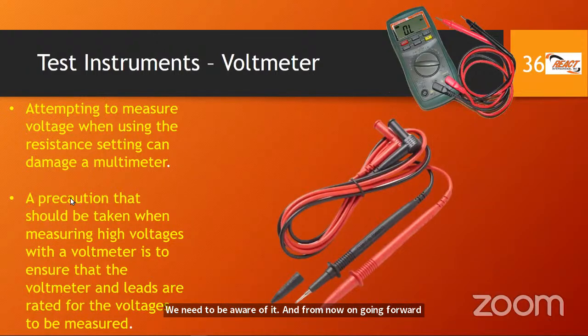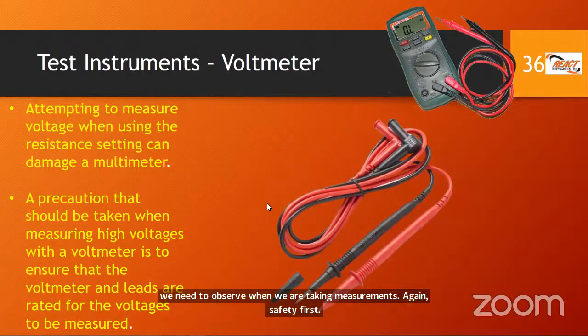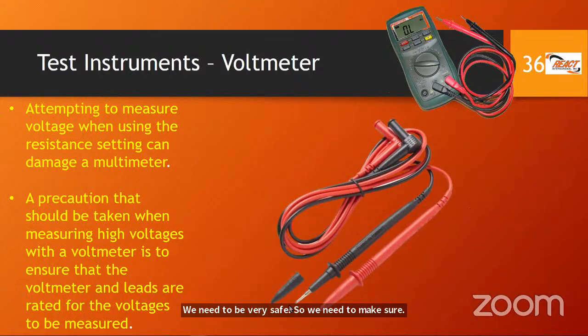Okay. All right. So there's also another precaution that we need to observe when we are taking measurements. Again, safety first. We need to be very safe. So we need to make sure that when we use instruments, they are rated for the purpose. So if, for example, we are using this instrument, we are using the probe or the leads to measure a particular voltage, we need to make sure it's rated for the voltage that we're going to measure. It stands to reason, right?